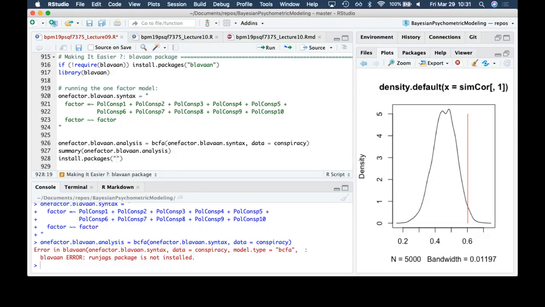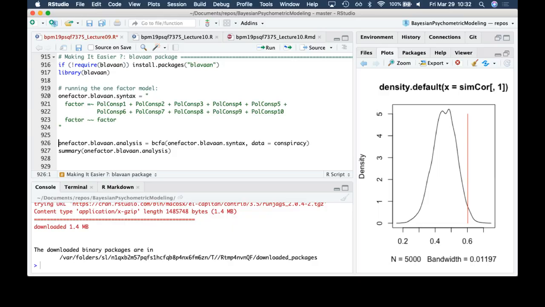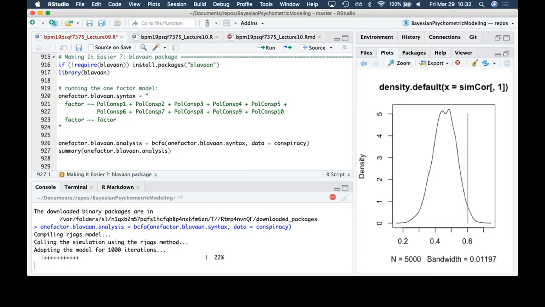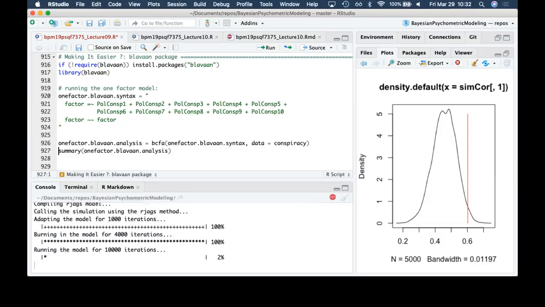I wanted to show you this because when you think, hey, it's going to be easier, that might be the case. Look, it's running. Look at that. It's adapting the model. It's burning in. This is going. Let's go. Running the model for about 10,000 iterations. It decided that. It did, right. These seem like okay numbers, though.